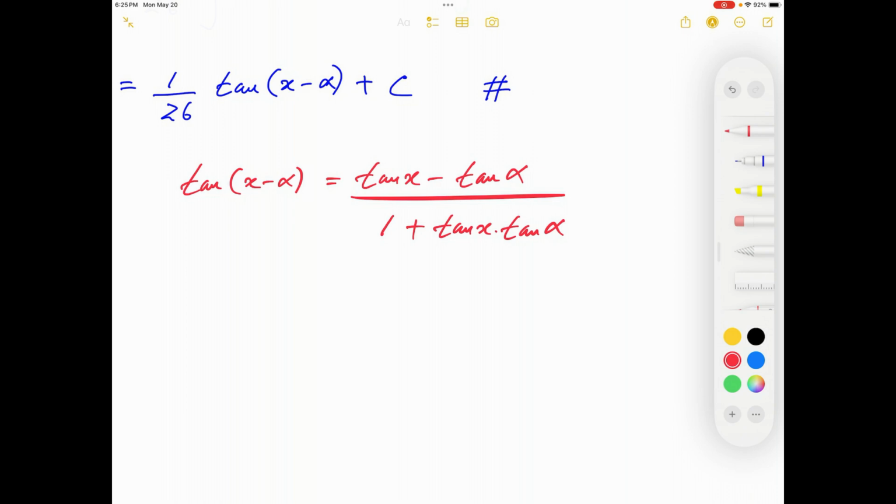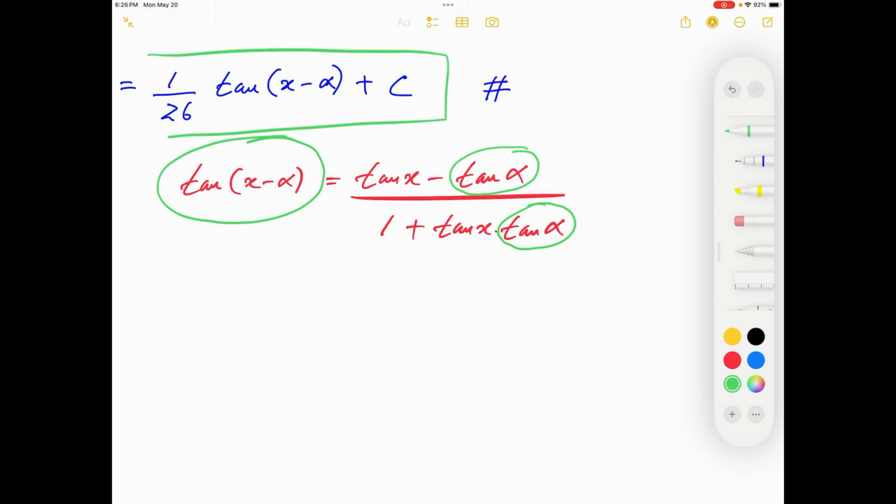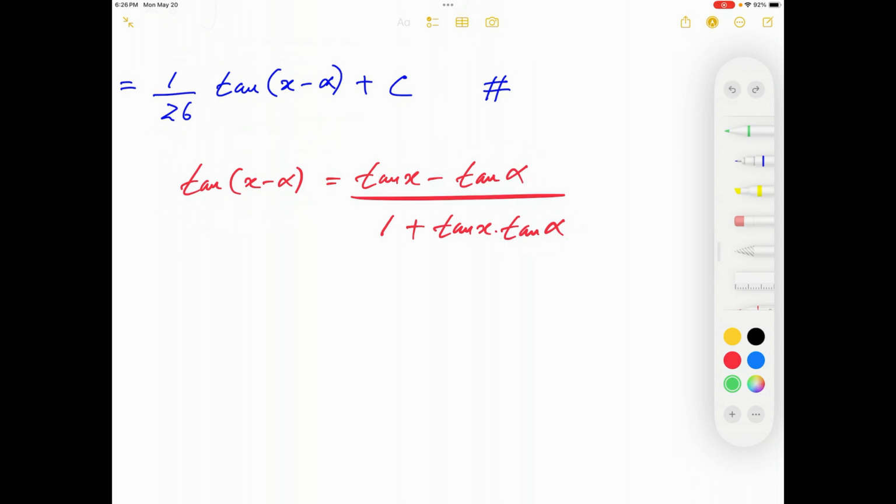Alright, now all we have to do is to replace the value of tangent alpha in these two places of this identity in order to find tangent x minus alpha. Then we can go ahead and replace tangent x minus alpha in this final answer. However, do we know tangent alpha?